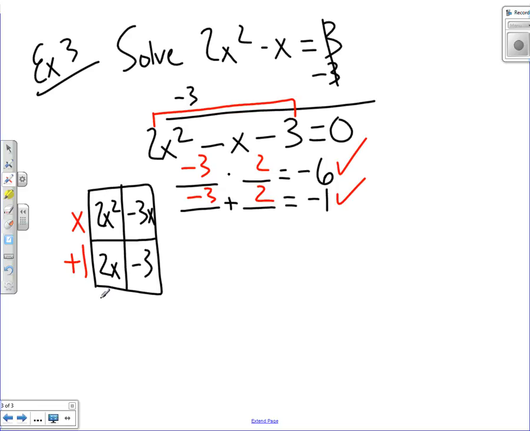Let's look at the first column. What's the biggest number that goes into 2 and 2? That would be 2. How many x's can we take out? We have an x squared here, x times x. Here we just have a single x. We can only take a single x out.